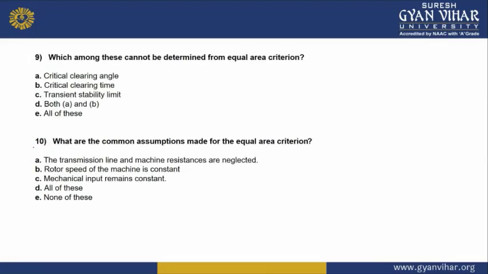Which among these cannot be determined from equal area criteria? That is the critical clearing time. And the last question is, what are the common assumptions made for the equal area criteria? That is all of these. Okay. That is, your mechanical input is to be constant, the speed of the machine is constant, and the transmission line and machine resistances are neglected.